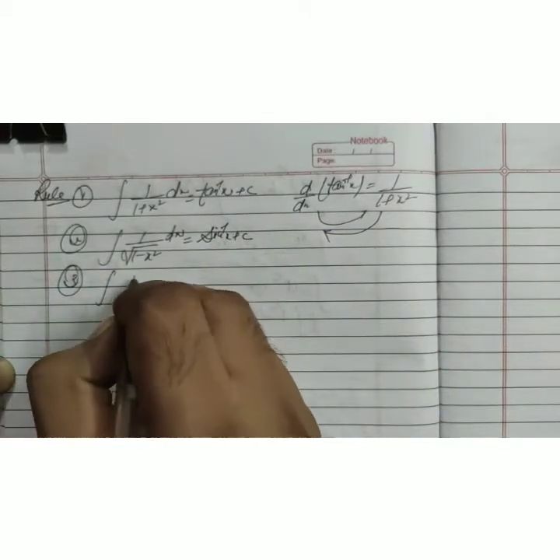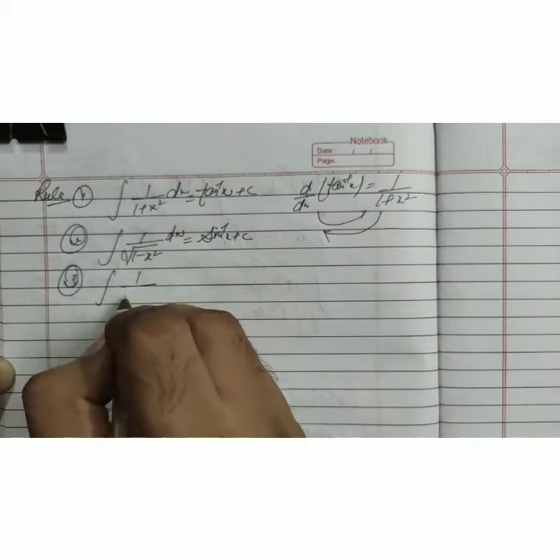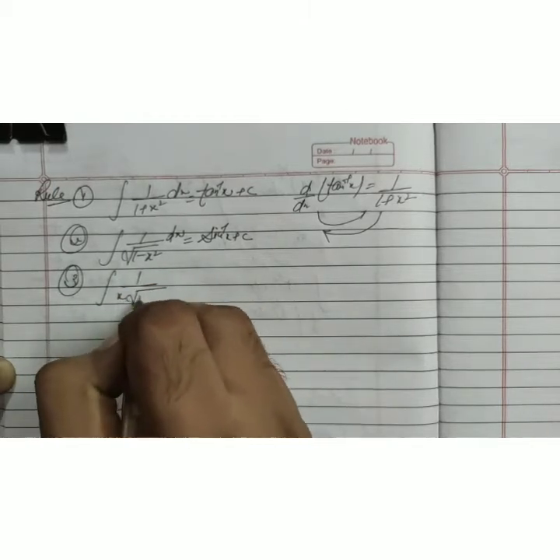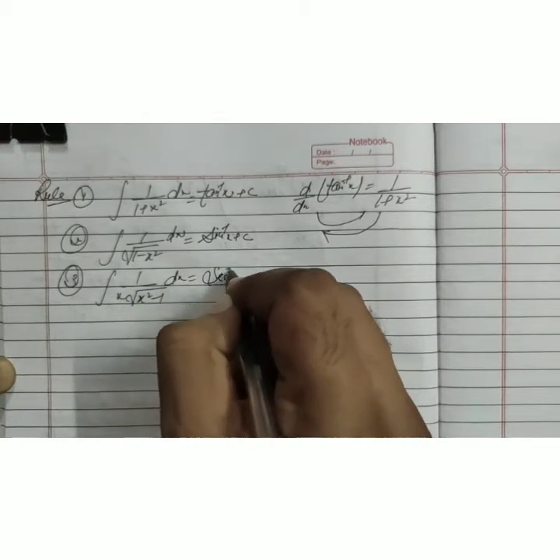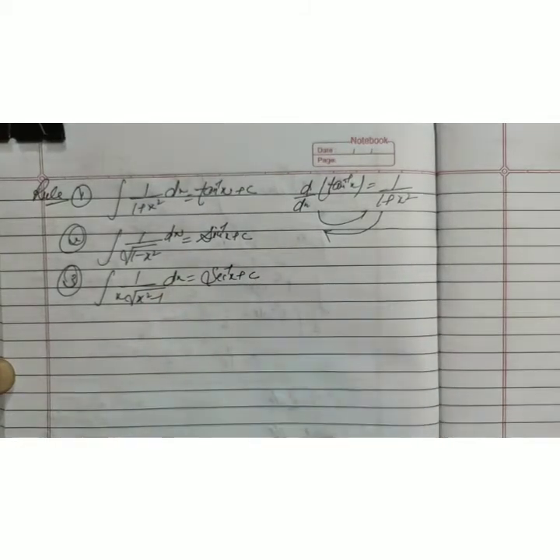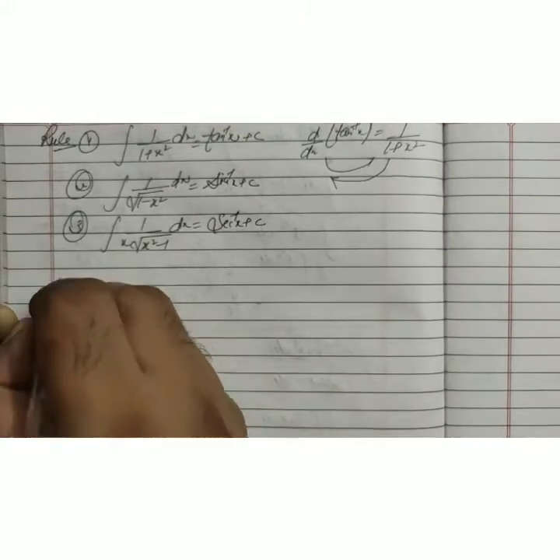Next rule, integration of 1 upon x with square root of x square minus 1 dx. The integration becomes secant inverse x plus c. We are going to take the same thing here.